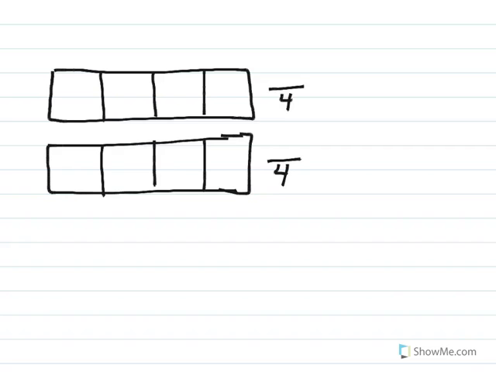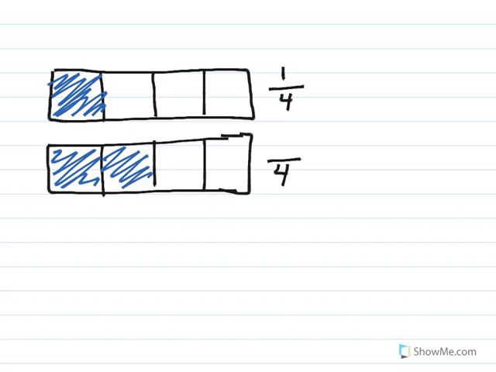Now, to shade in the fractions, if you do have your crayons or colored pencils at home, you can use them to make it the same colors that I am. If not, just go ahead and use your pencil. So for this first one, I'm going to shade in 1 piece. That means my fraction is 1/4. For the second one, I'm going to shade in 3 pieces. That means that my fraction is 3/4.